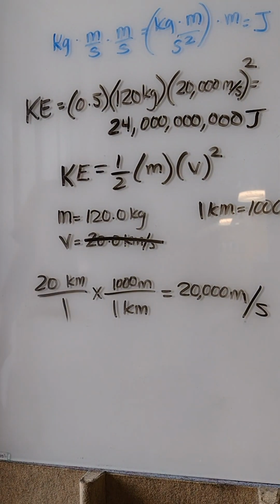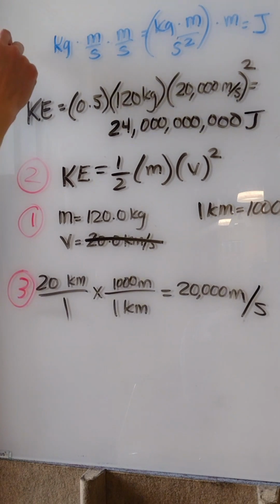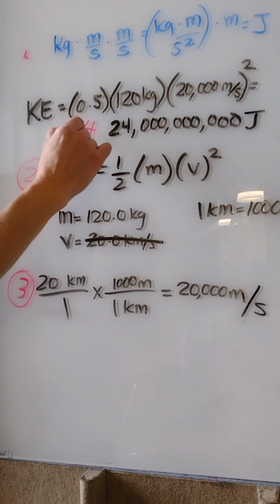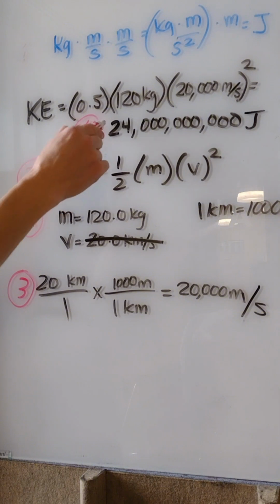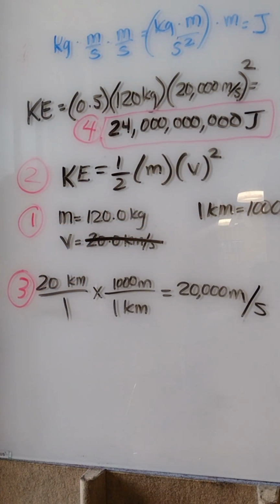I want you to write your knowns first here. I want you to write your equation. I want you to show your work, and I want you to get your answer. It's even helpful if you box your answer, because a lot of these questions are 4-point questions, and that's how you get your points.